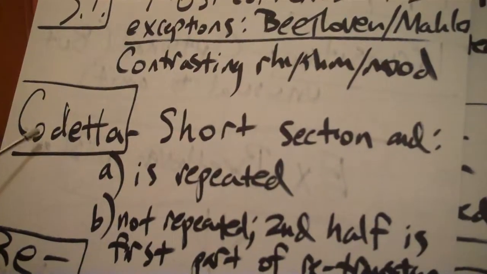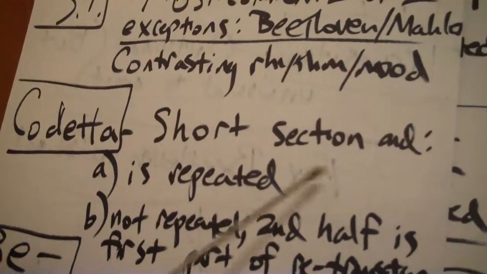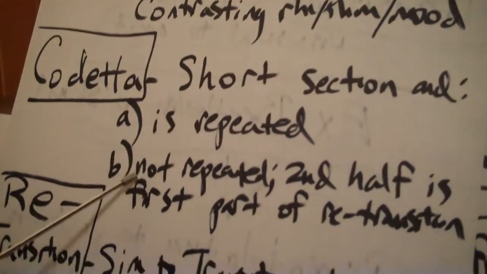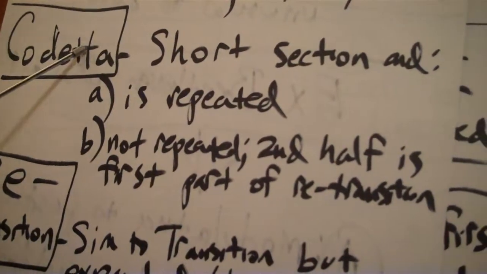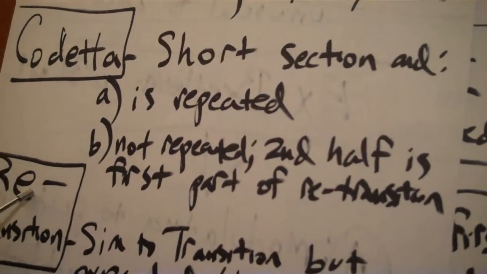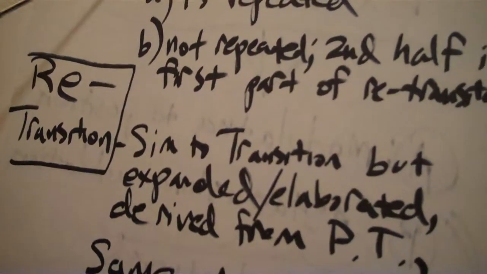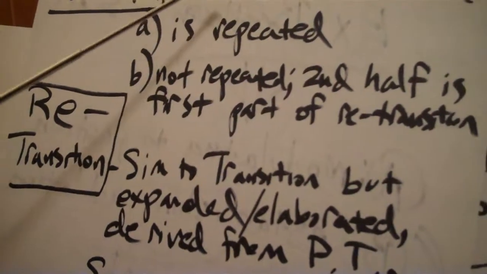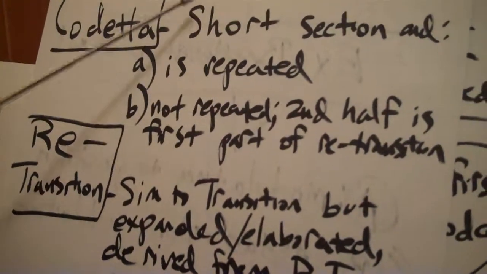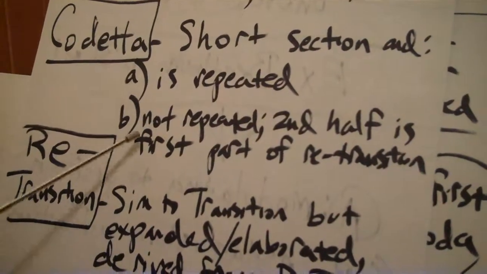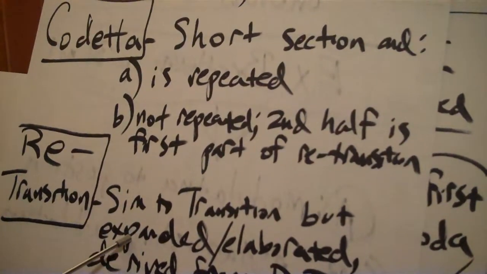So after the subordinate theme, the codetta is a short section, and either is repeated, or if it's not repeated, the second half of the codetta forms the first part of the retransition. So if the codetta only has an A section and a B section, rather than A followed by a repeat of A, then the B section is the first part of the retransition.